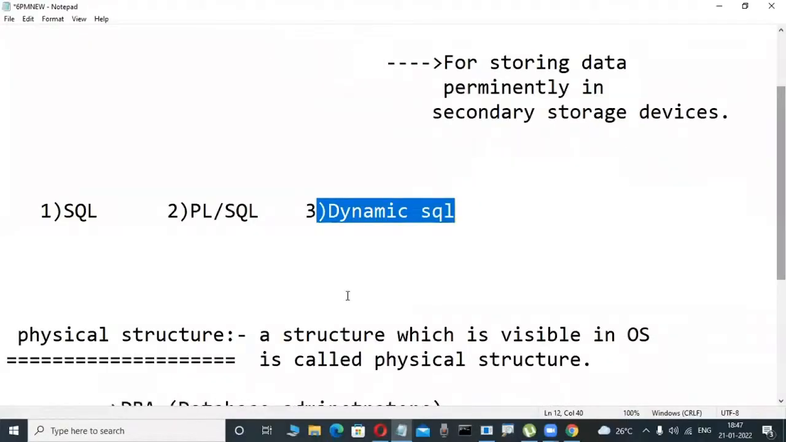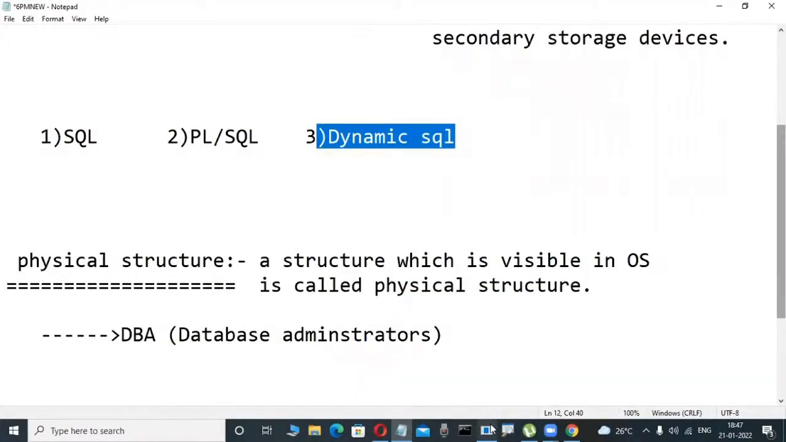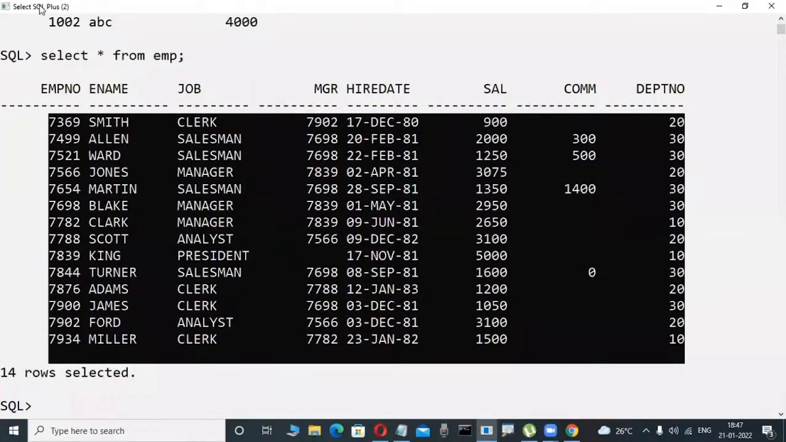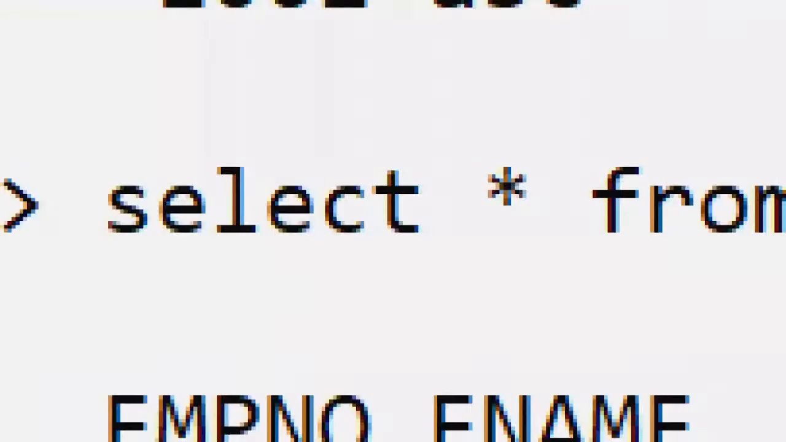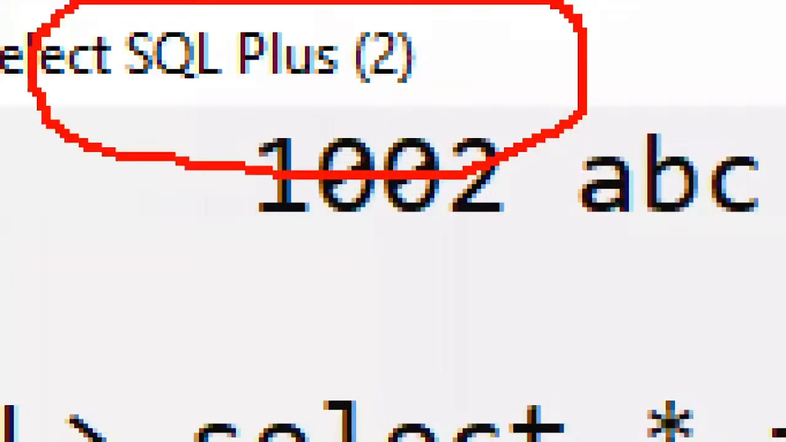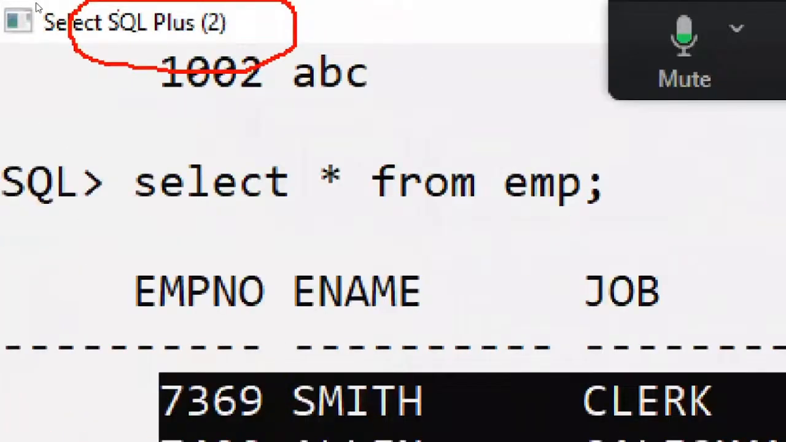But unfortunately, another thing is there in my system here. SQL Plus is there. What is this one? This is a tool. This is called a client tool.